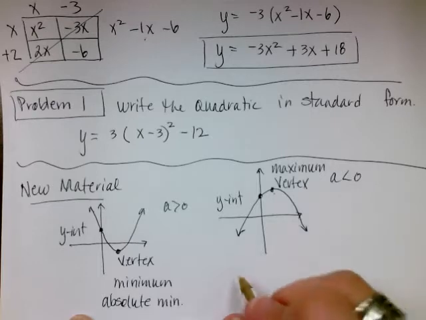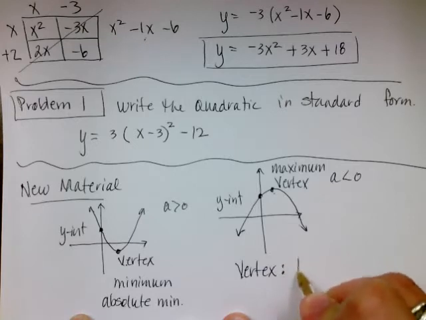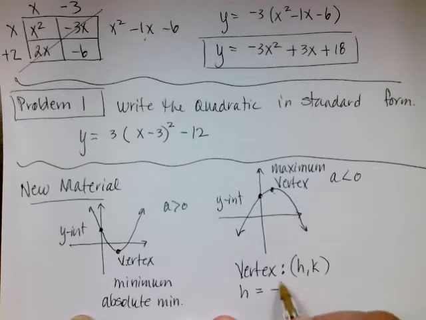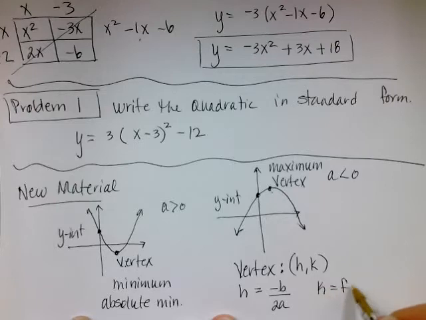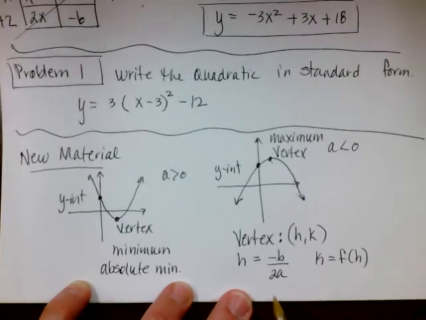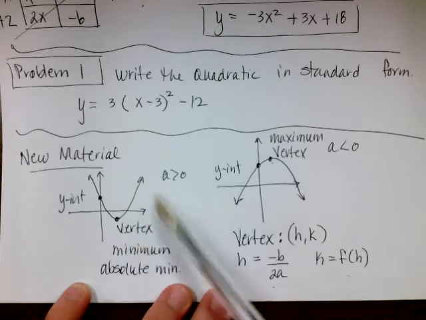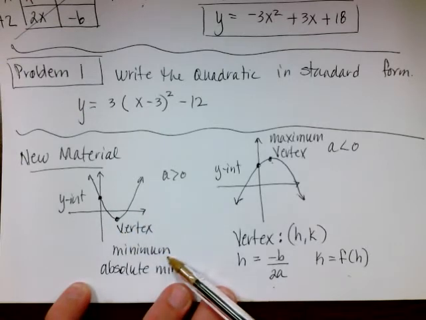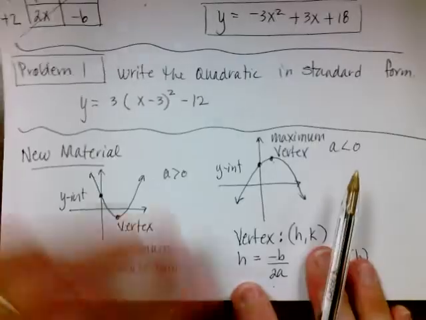The vertex, if you'll remember from the information that we learned yesterday, has coordinates (h, k). And remember that my h is equal to negative b over 2a, and I know that k is equal to f of h. So we already know how to do this math. The only thing that's really new is talking about whether my graph has a minimum value or a maximum value. So that's what we're going to do now as we do an example.